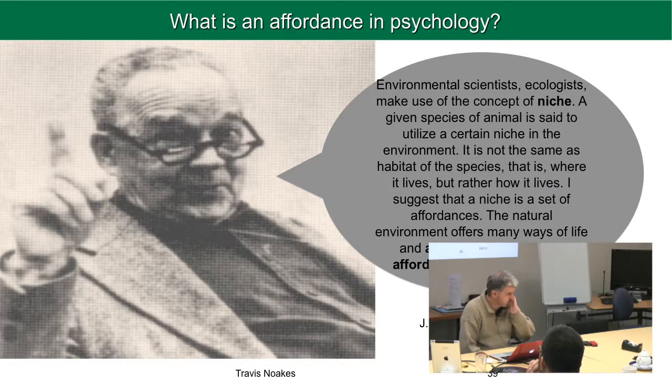Does anybody know about J.J. Gibson? J.J. Gibson was an ecological psychologist, and his basic idea was that ecologists use the concept of a niche, and they say that certain species of animals utilize certain niches in the environment to survive. He says, I suggest that a niche is a set of affordances. A natural environment offers many ways of life, and a way of life is a set of affordances that it utilizes. So his idea was that the object itself had certain innate properties that allowed you to use it in certain ways.